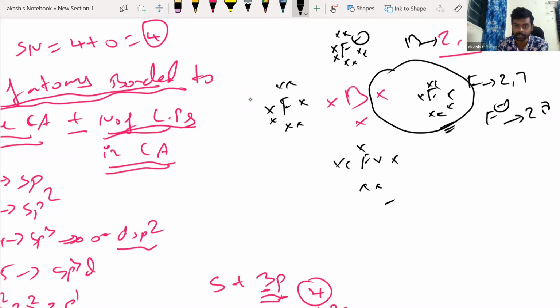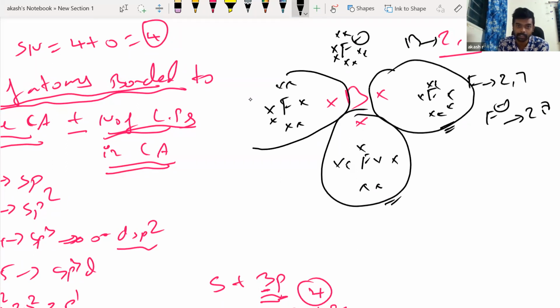Now this fluorine atom requires 1 more electron to satisfy its octet, so it will take up this electron. This fluorine atom requires 1 more electron to satisfy its octet, it will take up this electron. This fluorine atom requires 1 more electron to satisfy its octet. No issues, right? Now, how many ever electrons the boron accepted, that many electrons it can take. That means it has given 1, 1, 1, 3 electrons. So it can take up this, and this electron.